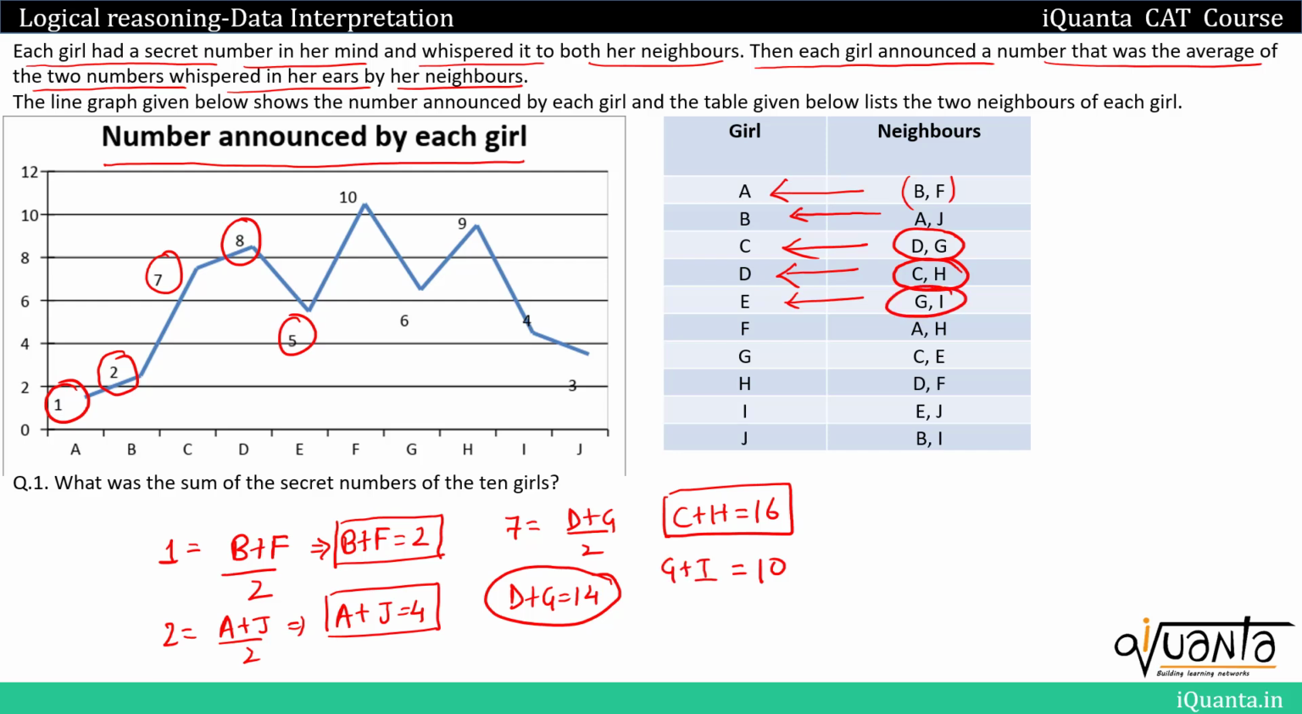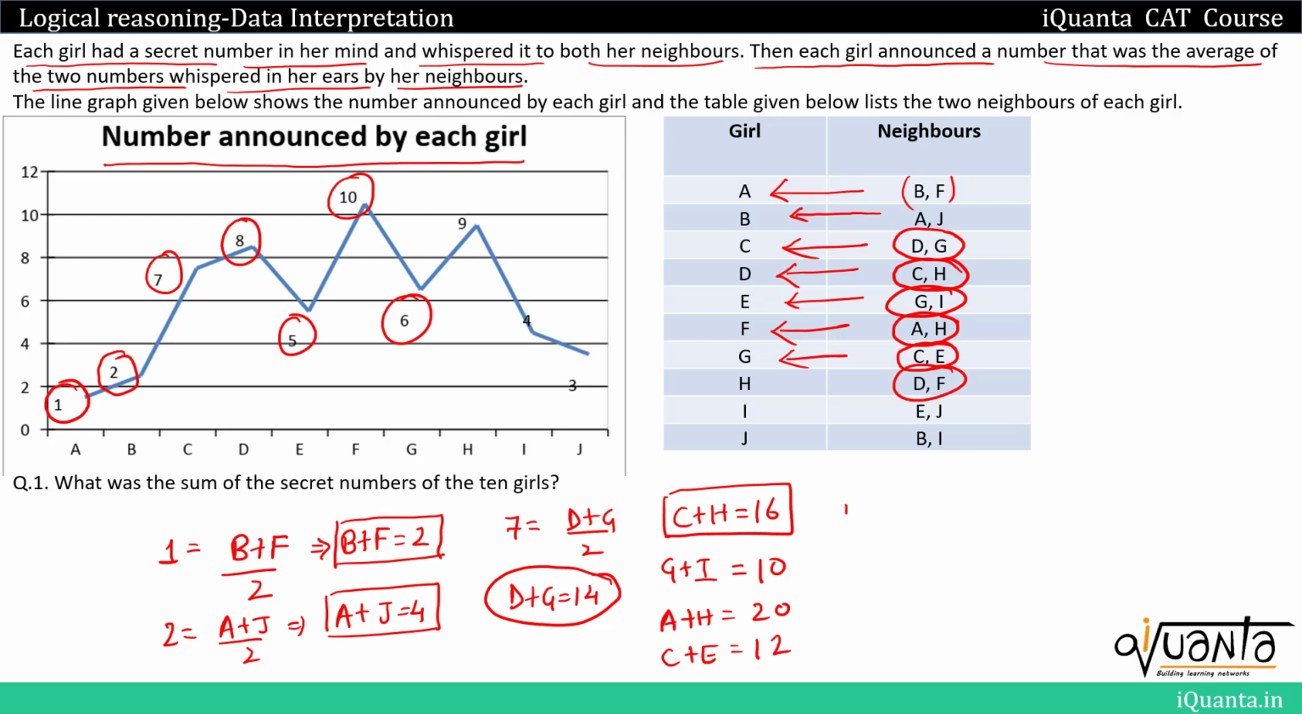Similarly, if I form another equation for F, neighbors of F are A and H. So the sum of A plus H will be equal to 2 times the number announced by F, which is 10. So 2 times 10 is 20. After that, we write the equation for G over here. The sum of C plus E will be equal to 2 times G. So 2 times G, that means 2 times 6 from the line graph, which will be equal to 12.